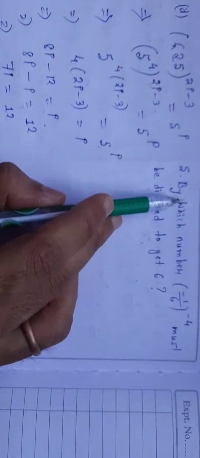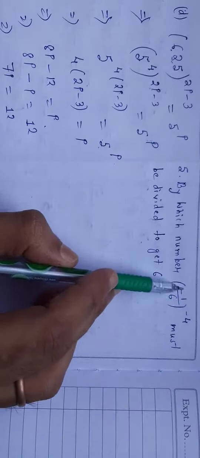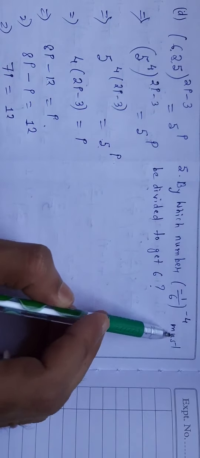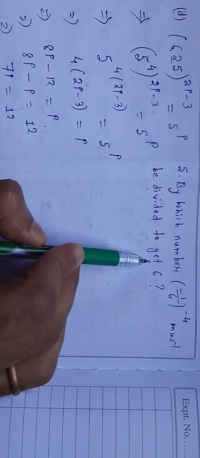Moving on to the next question. Question number 5. By which number must minus 1 by 6 to the power minus 4 be divided to get 6?